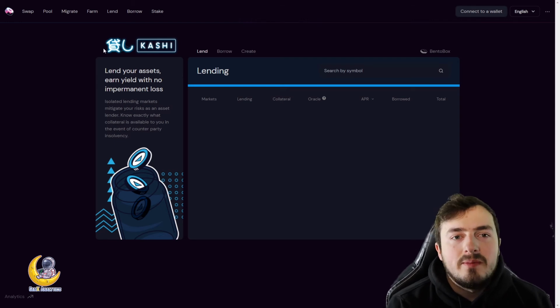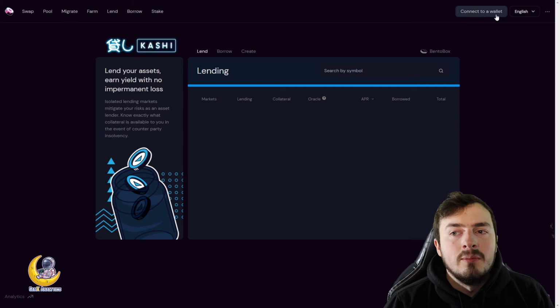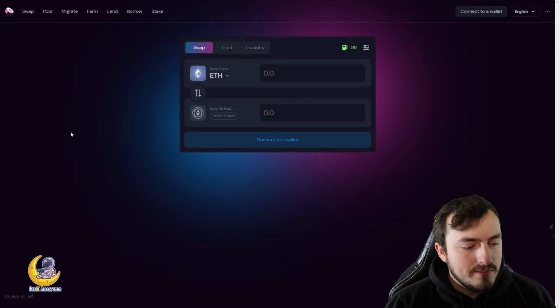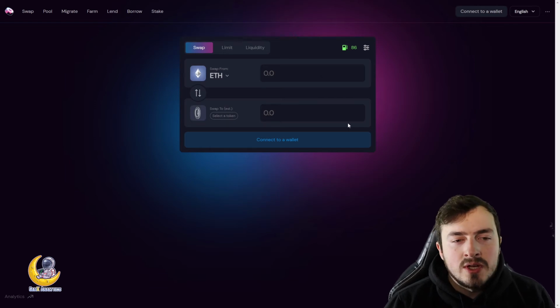This is Sushiswap. I think this is the one I've actually used before because you can pick between so many different chains. Let's have a quick look at just the first bit, which is the swap. I really like the colours as well. The colours are nice.